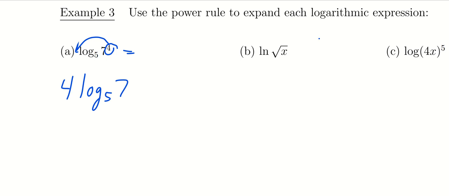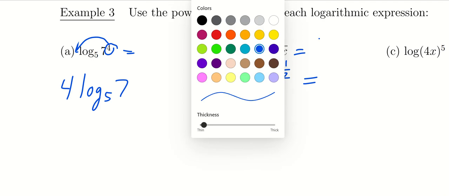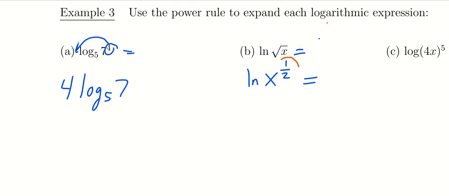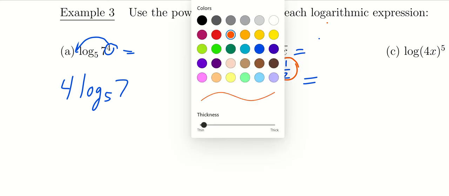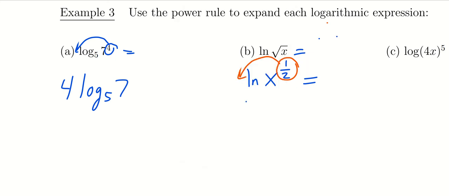If we take a look at part B, we have the natural log of the square root of x. It might not look explicitly like there's an exponent here, but recall the square root is equivalent to x to the 1/2 power. And then again, same thing. If you have an exponent on the inside of the log, we can bring that out in front as a multiplication. So this is equivalent to 1/2 the ln of x.